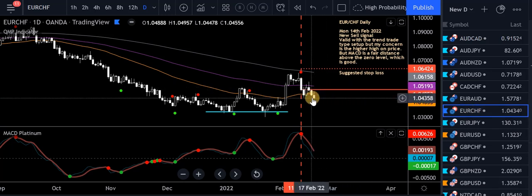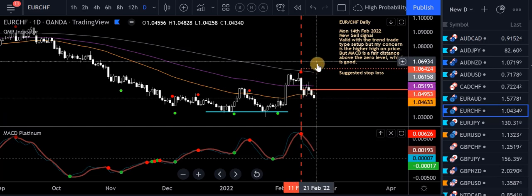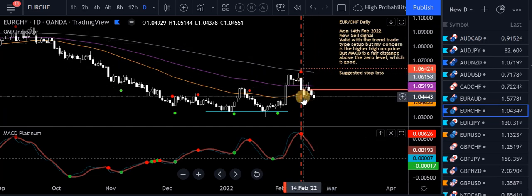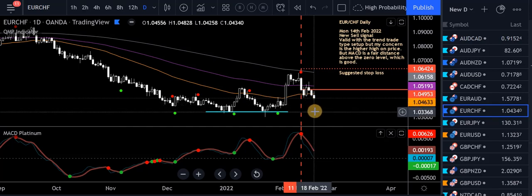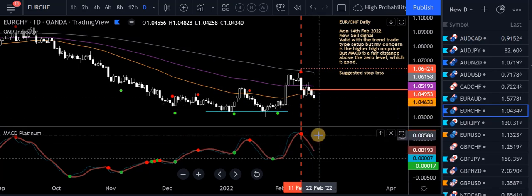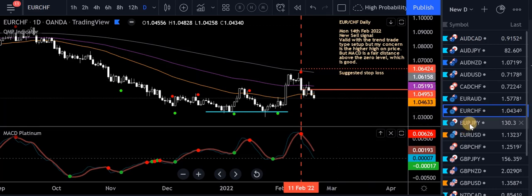Euro Swiss, we're going to sell here. That was taken on Monday the 14th of Feb, Valentine's Day. It's basically gone nowhere, but at least on Thursday and Friday started to head in the right direction. MACD platinum still above the zero level. No action taken as yet.